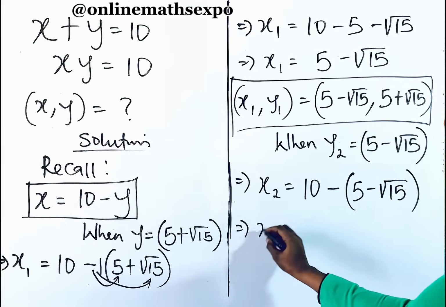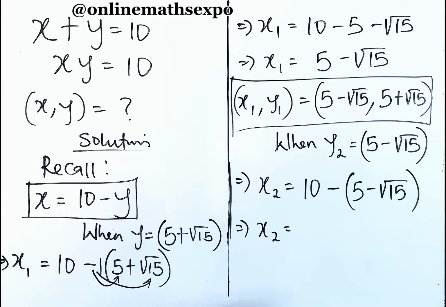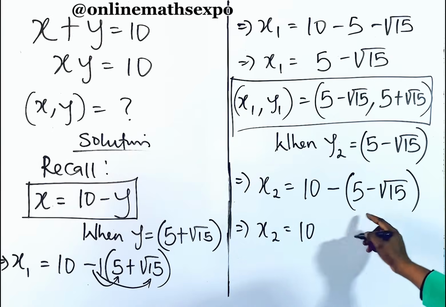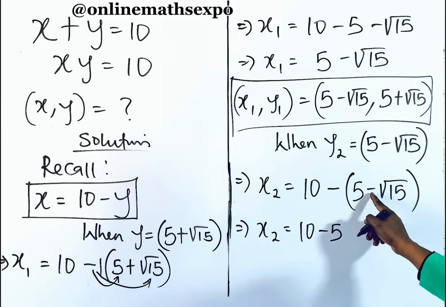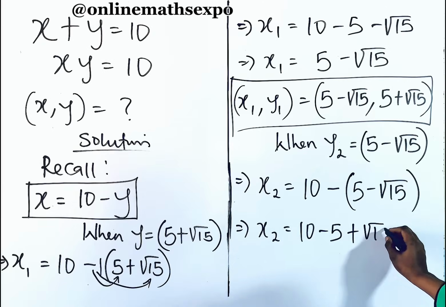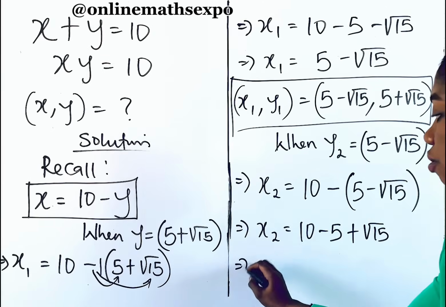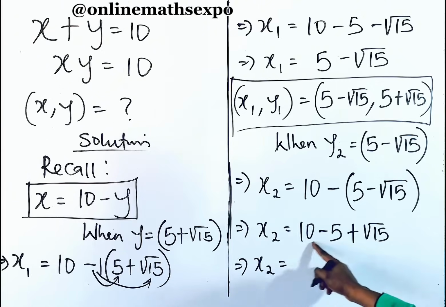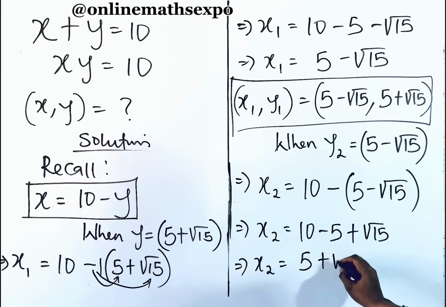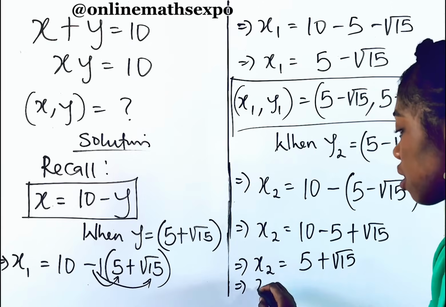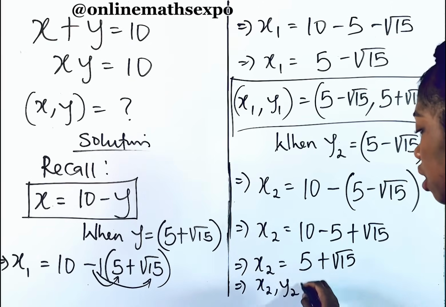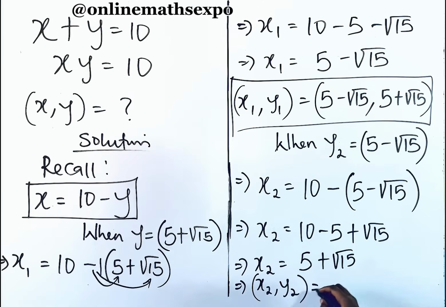Simplifying this, the second value of x is giving us 10. This will give us -5. This multiplied is positive root 15. If you simplify, the second value of x will give us 5 plus root 15. Now it means that the second value of x and its corresponding y value will be 5 plus root 15 and 5 minus root 15.